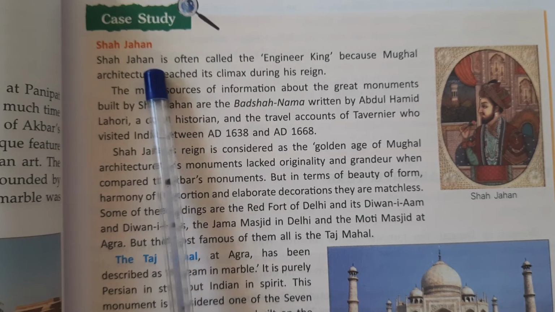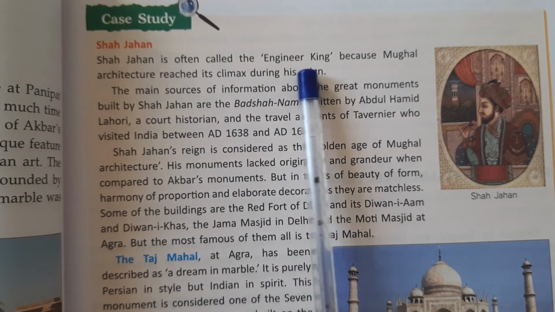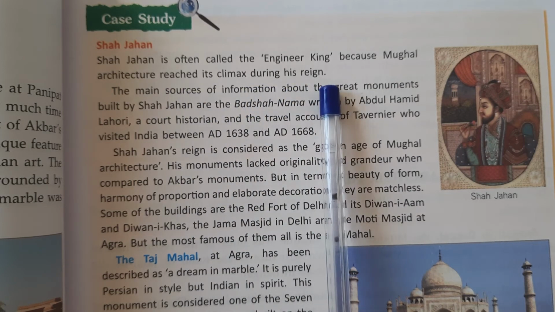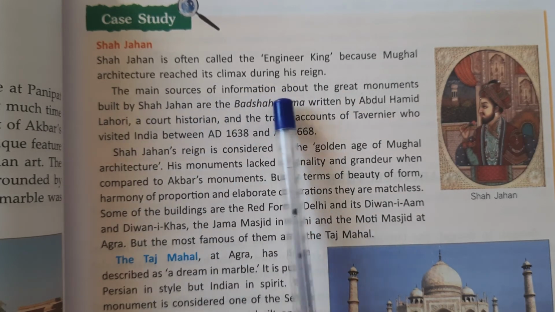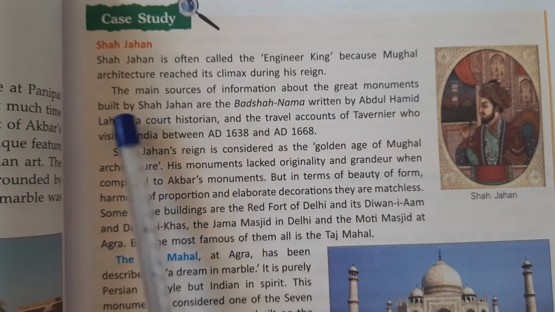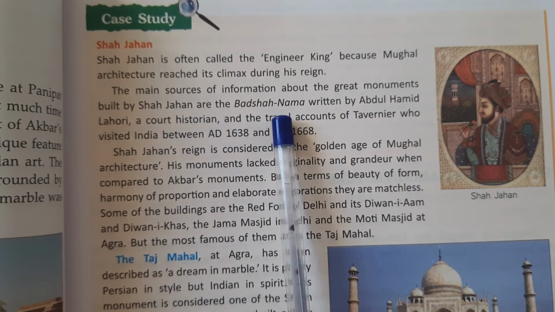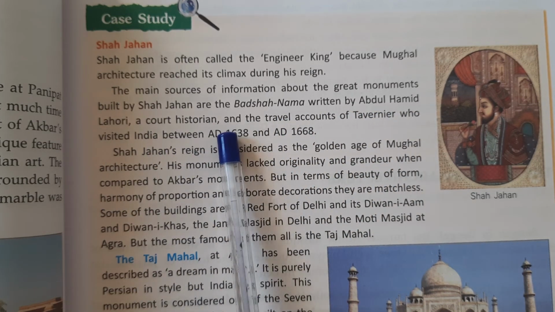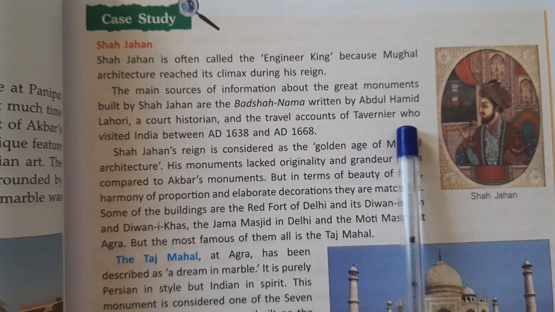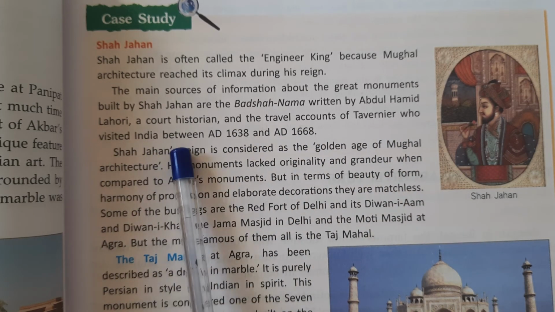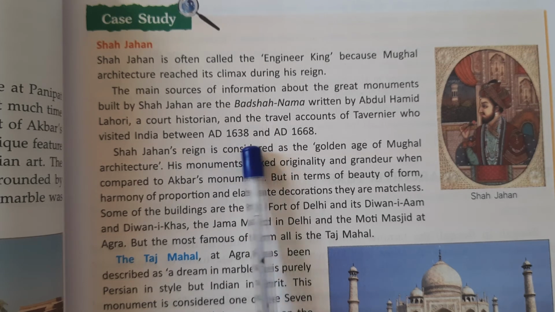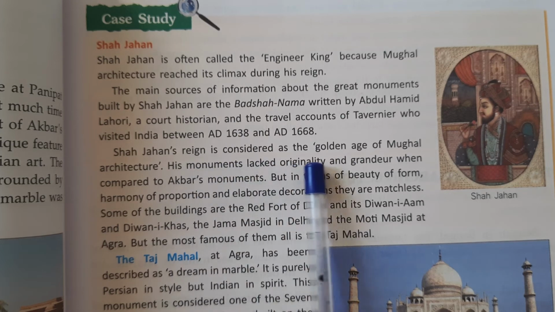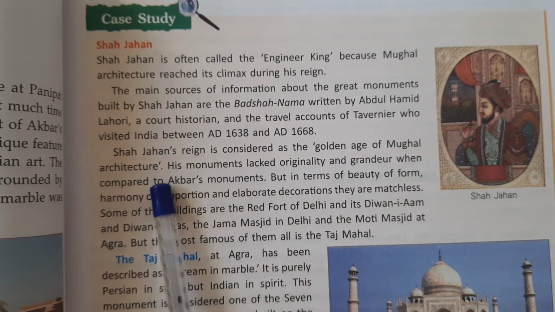Case study: Shah Jahan. Shah Jahan is often called the engineer king because Mughal architecture reached its climax during his reign. The main sources of information about the great monuments built by Shah Jahan are the Badshah Nama written by Abdul Hamid Lahori, a court historian, and the travel account of Tavernier, who visited India between AD 1638 and AD 1668. Shah Jahan's reign is considered as the golden age of Mughal architecture.